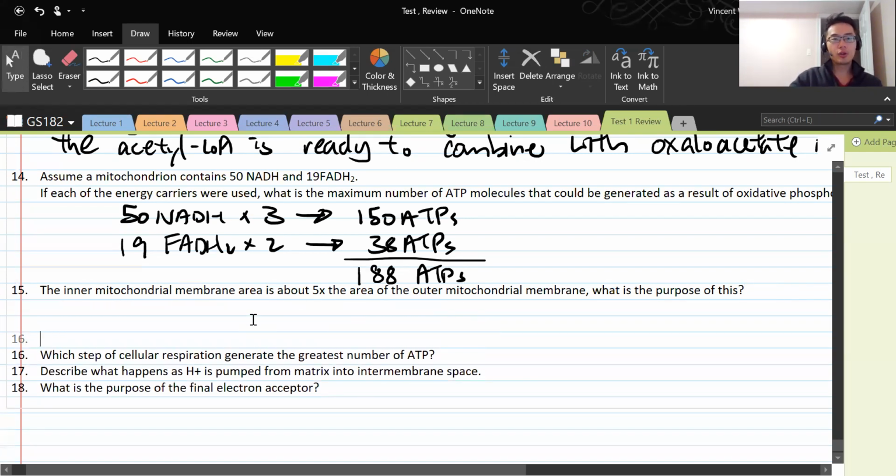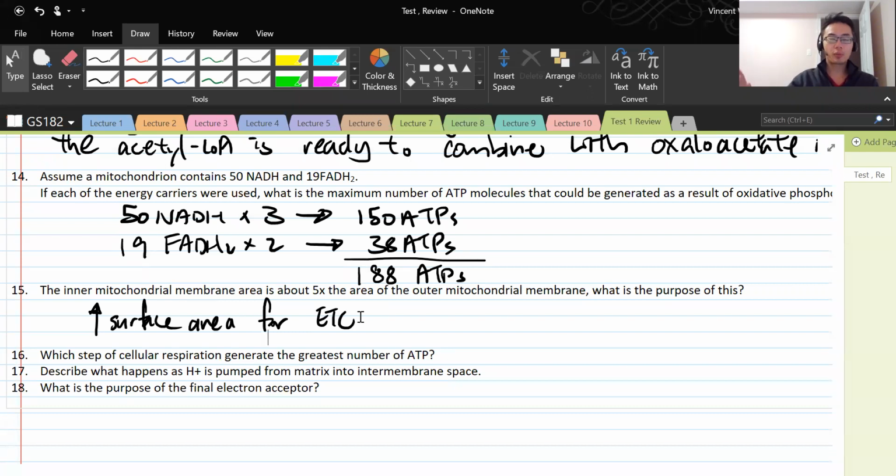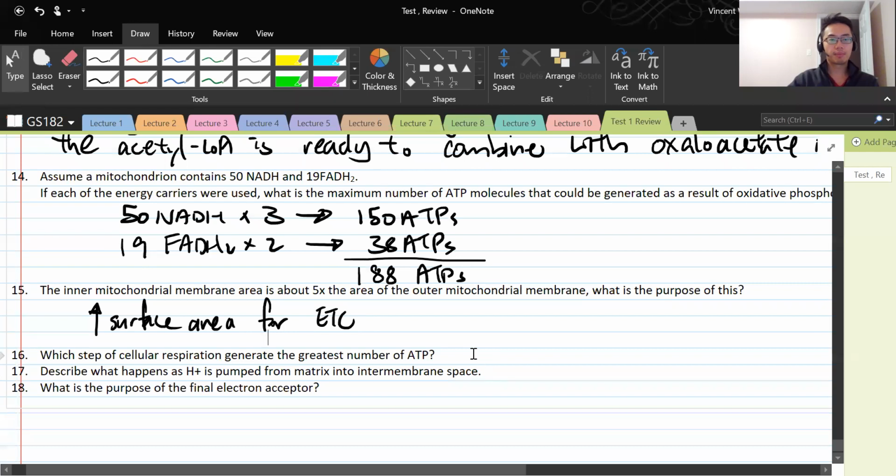The inner mitochondrial membrane area is about 5 times the area of the outer mitochondrial membrane. What is the purpose of this? We talked about this already. It increases surface area for ETC reactions. You can pack more ETCs in it, and the more ETCs you have, the faster you'll be able to pump H+ across the membrane to generate a gradient, which increases your ATP production step.